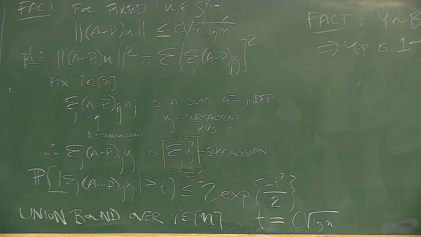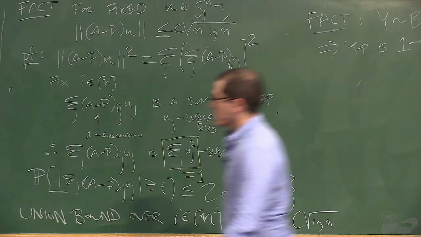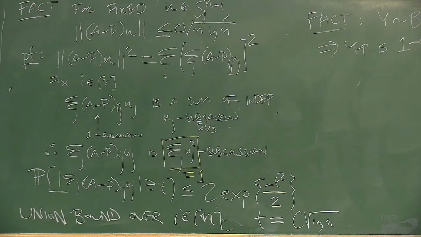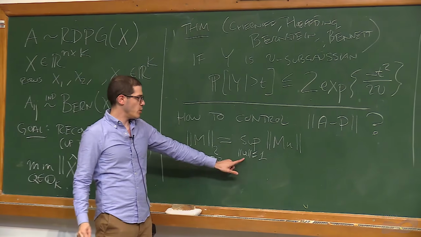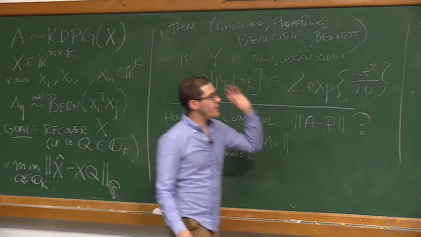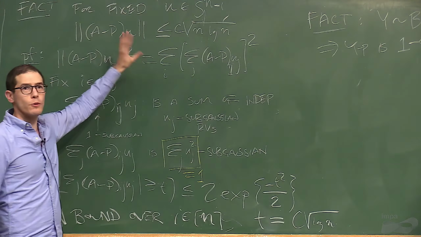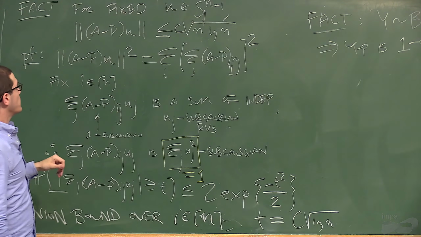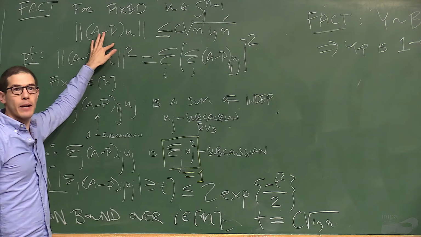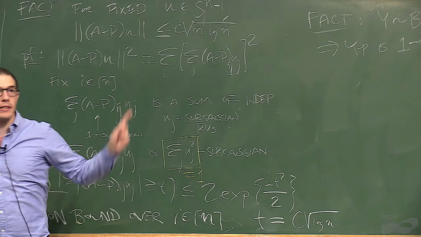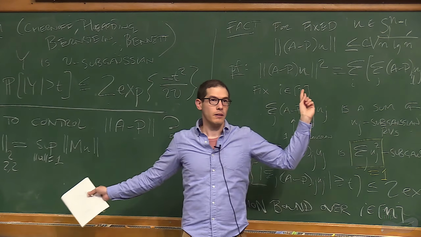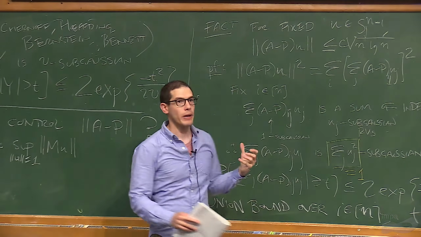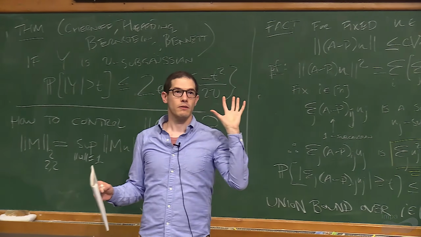Now, this would be fine, except for a problem here. In the spectral norm, I'm taking a supremum over all u. So if I had a fixed u and I wanted to know what A minus P does to u, we'd be done, right? But now the game is different. I don't get to fix a u and then have the randomness happen. It's like u gets to look at the randomness in A minus P. So what we want to do somehow or other is a union bound over the unit sphere, right?